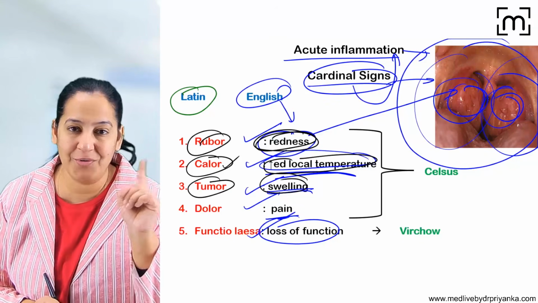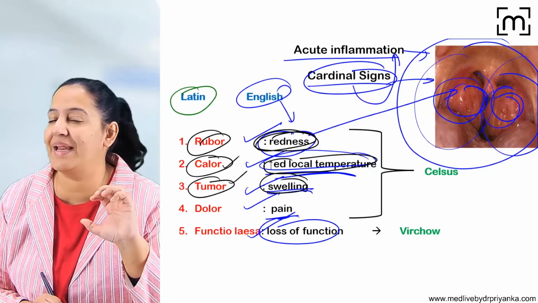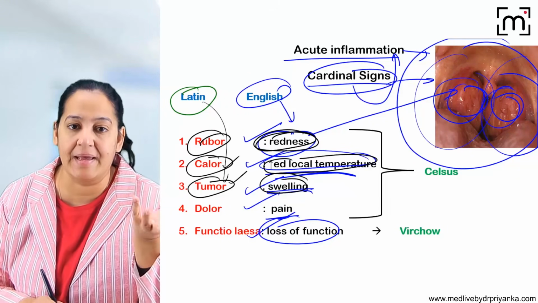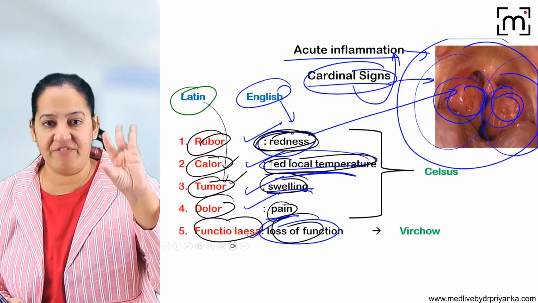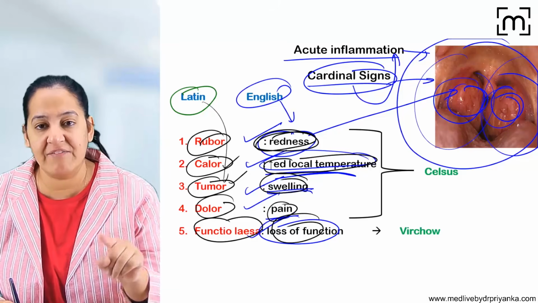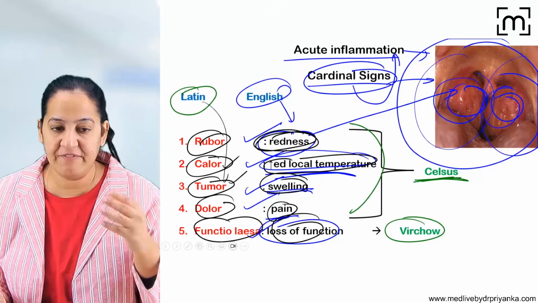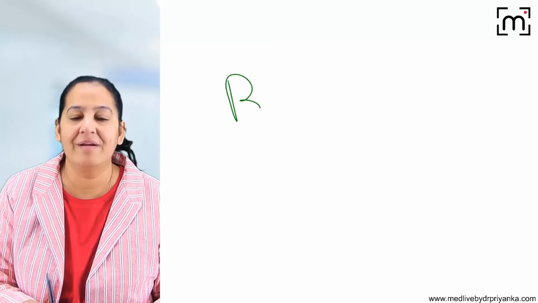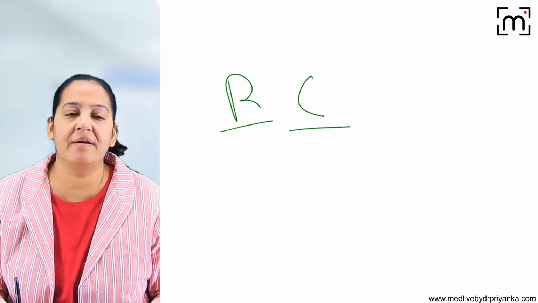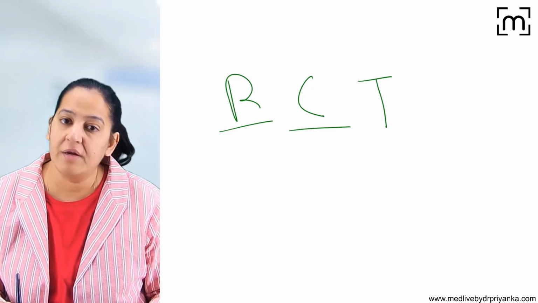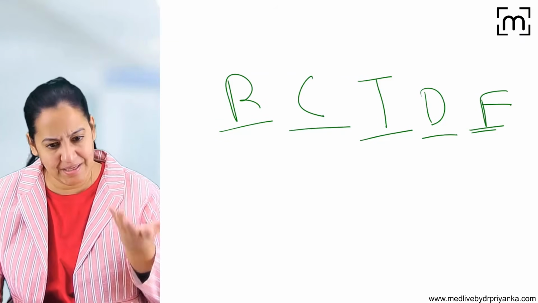Swelling is known as tumor. Don't get confused, this is not the English tumor. In English, tumor is malignancy, but in Latin, tumor means swelling. Pain means dolor, and loss of function is Functio Laesa. So there are 5 cardinal signs. The first 4 were discovered by the scientist Celsius, and the last one was discovered by Virchow. Can you tell me the 5 cardinal signs? Rubor, calor, that is redness and increased temperature; tumor, that is swelling; dolor, that is pain; and Functio Laesa. Make some mnemonic and learn that.